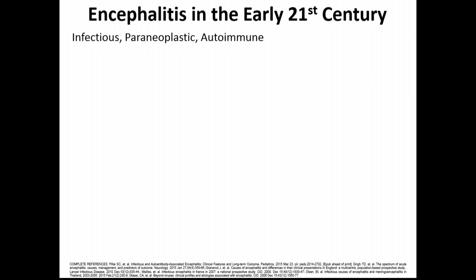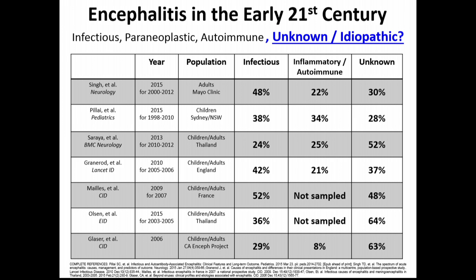So when we look at the epi, what does this actually look like in practice? When we did an AAN course on this a couple years ago, we titled it somewhat provocatively, Infectious Paraneoplastic Autoimmune. But when you actually look at the data, we should really be saying unknown or idiopathic, which doesn't fill course seats, but it's actually accounting for 40 to 60% of encephalitis cases. So in real life, 40 to 60% of encephalitis cases in the 21st century in the US and in Europe remain in the idiopathic category.